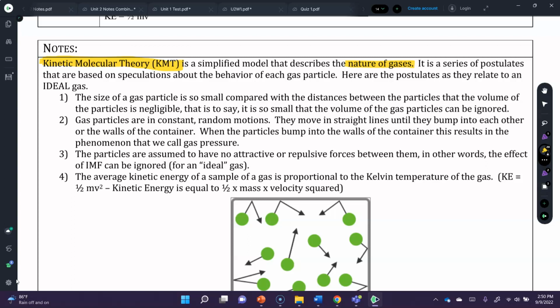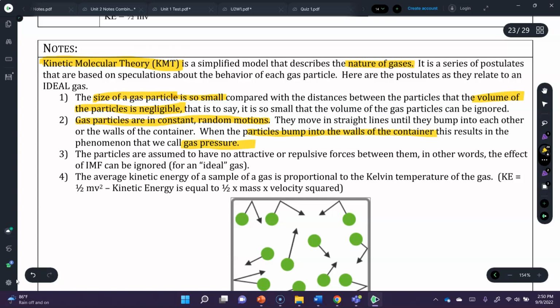But for ideal gases, the size of a gas particle is so small compared with the distances between the particles that the volume of individual particles is negligible. That is to say that it is so small that the volume of gas particles can be ignored. Gas particles are in constant random motion. They move in straight lines until they bump into each other or the walls of the container. When the particles bump into the walls of the container, this results in a phenomenon that we know as gas pressure.